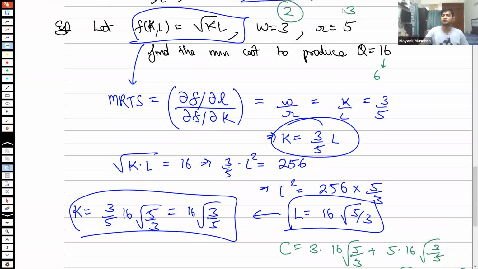For the ones that you solve, give me the final value of optimum capital, labor, and minimum cost. So I'm going to wait for everyone to do this.